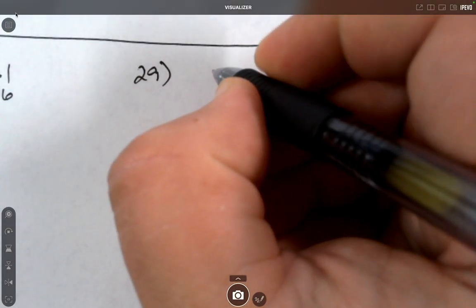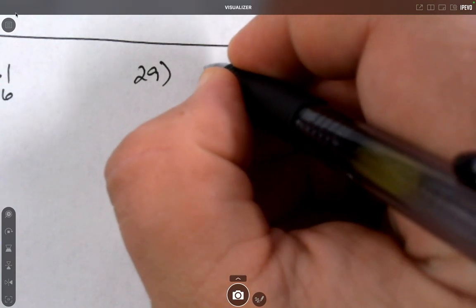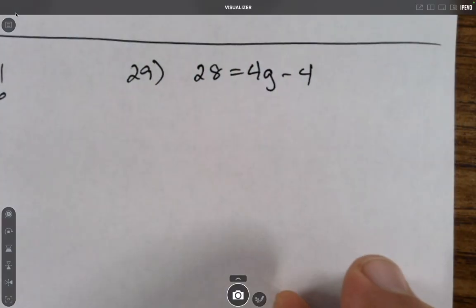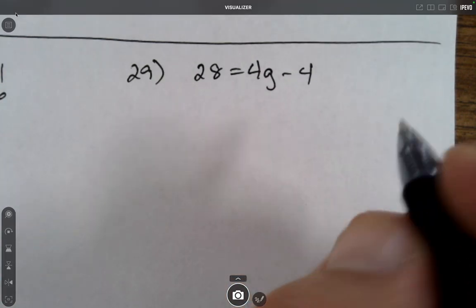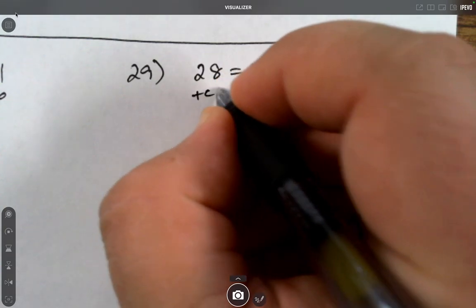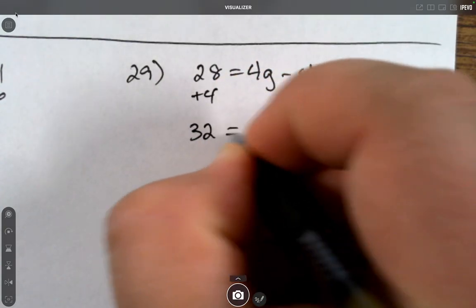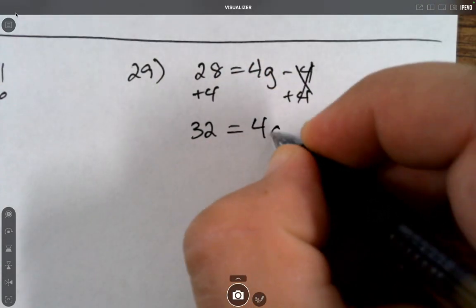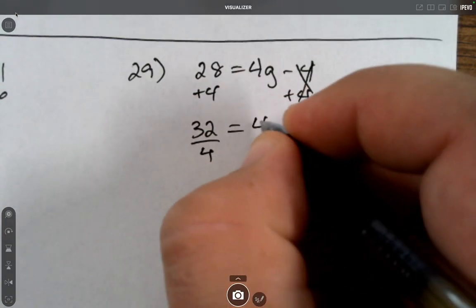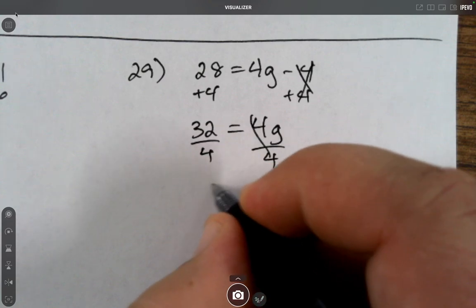29 is 28 equals 4g minus 4. So there's no division here. So our first step is to add the 4 to both sides. And our second step is to divide. 32 divided by 4 is 8.